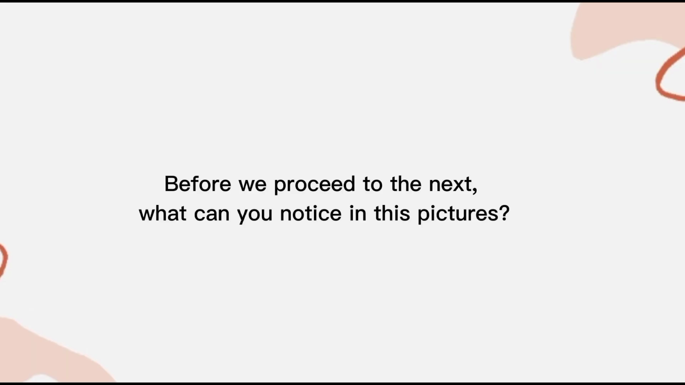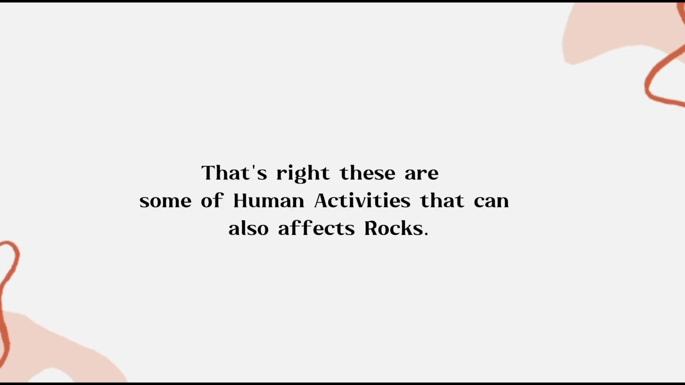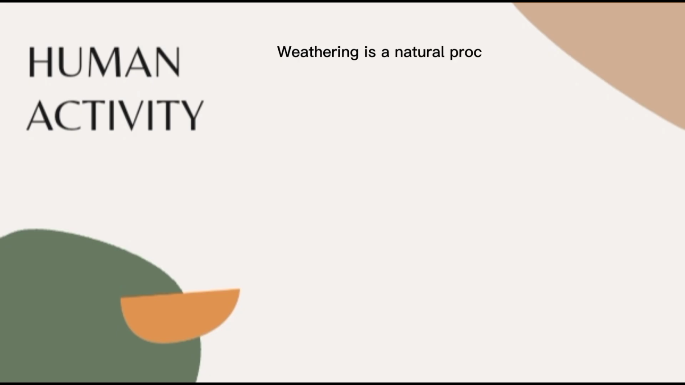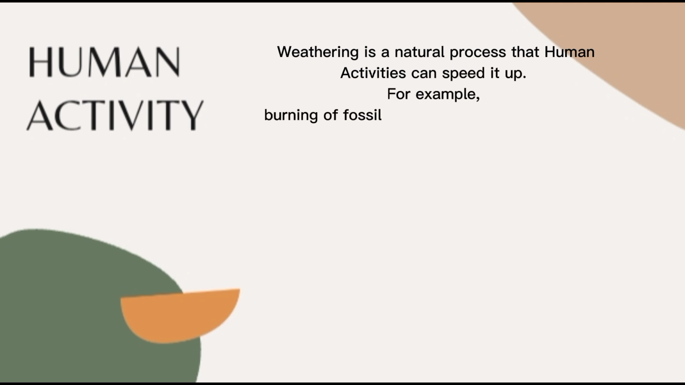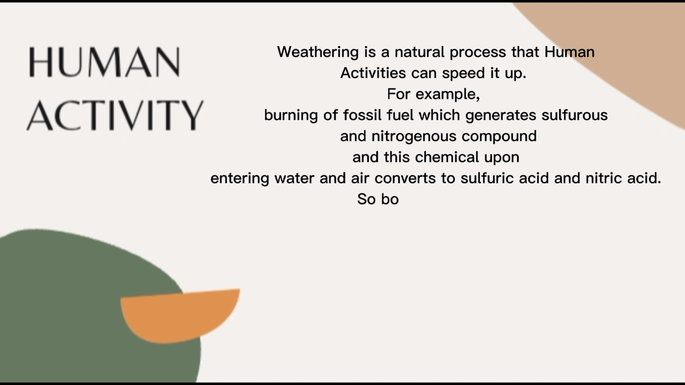Before we proceed to the next, what can you notice in these pictures? That's right! These are some of the human activities that can also affect rocks. Weathering is a natural process, but human activities can speed it up. For example, burning of fossil fuels generates sulfurous and nitrogenous compounds, and these chemicals, upon entering water and air, convert to sulfuric acid and nitric acid, both of which cause weathering of rocks.